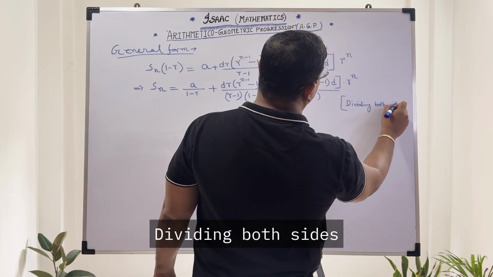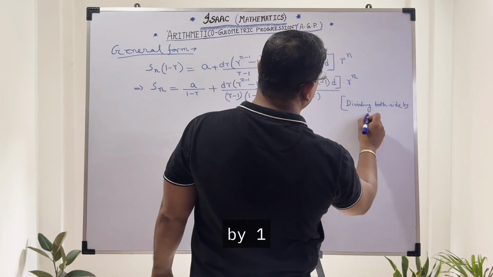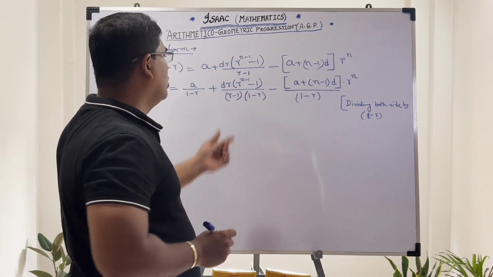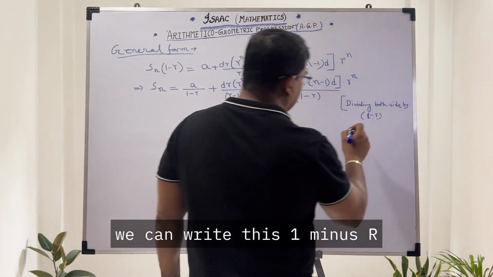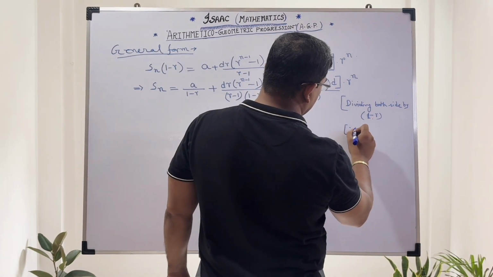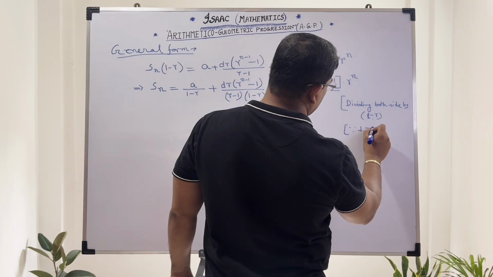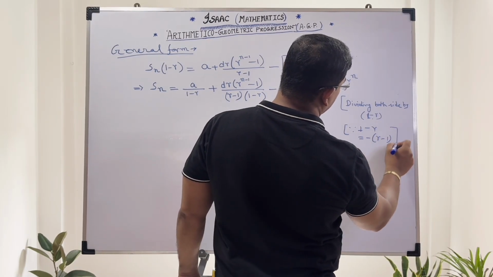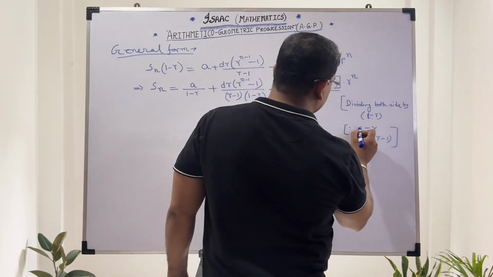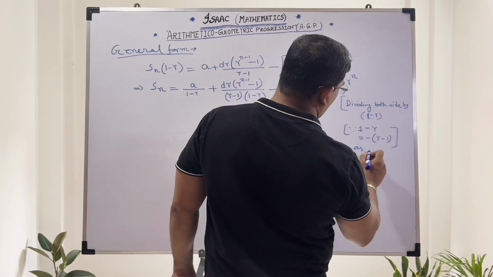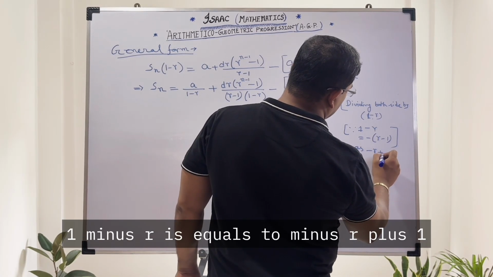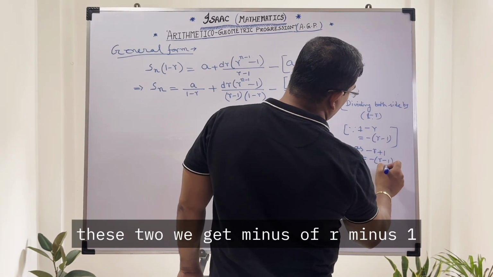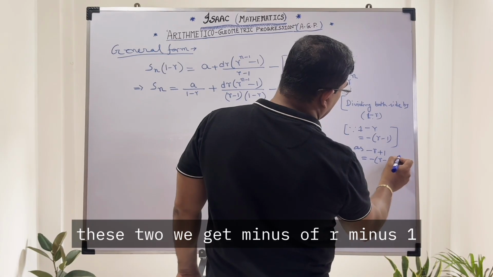Dividing both sides by 1 minus r. Now we can write this 1 minus r as minus of r minus 1. Okay, as 1 minus r is equals to minus r plus 1. When we take minus as the common factor from these two, we get minus of r minus 1.